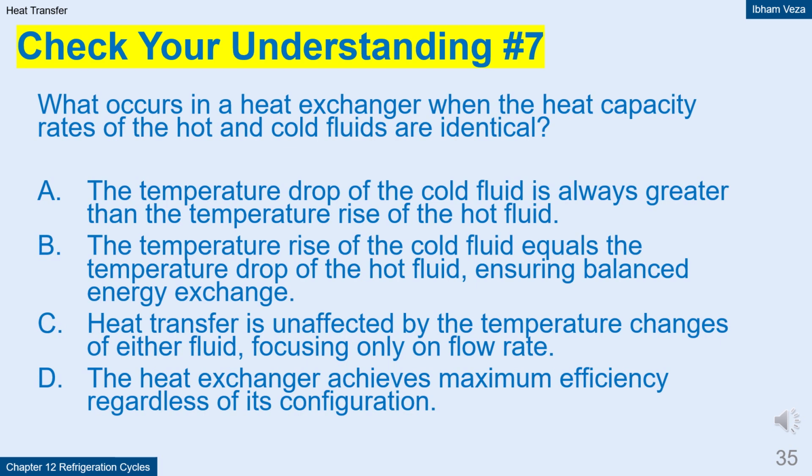not unequal. C. Heat transfer is unaffected by the temperature changes of either fluid, focusing only on flow rate. This is incorrect, as heat transfer is directly proportional to the temperature changes of both fluids, not just the flow rate. D. The heat exchanger achieves maximum efficiency regardless of its configuration. This is incorrect, because achieving maximum efficiency depends on the design and configuration of the heat exchanger, not solely on the equality of heat capacity rates.